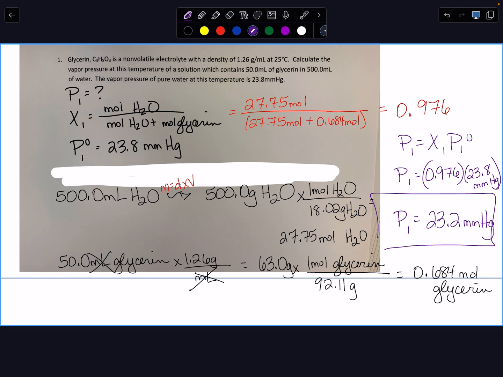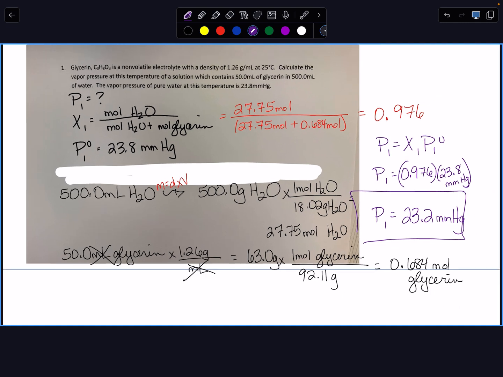Do you see the numbers agree with vapor pressure lowering? Because the problem tells us that pure water at this temperature would have a vapor pressure of 23.8. If we dissolve glycerin in the water, then we've lowered the vapor pressure to 23.2. Okay, that's the new vapor pressure, we've calculated it. And that's vapor pressure lowering. Okay? What's the next colligative property that I gave you on the list?